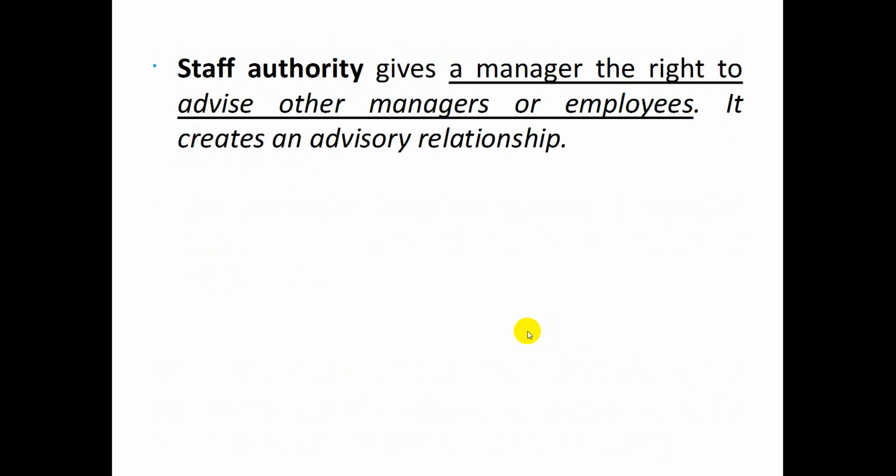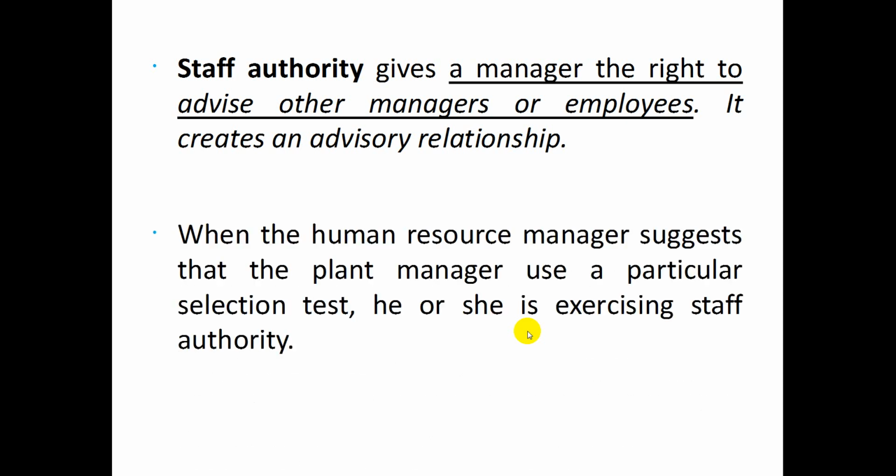The next type of authority is staff. Staff authority gives a manager the right to advise other managers or employees. It creates an advisor relationship. When the human resource manager suggests that the plant manager use a particular selection test, he or she is exercising staff authority.